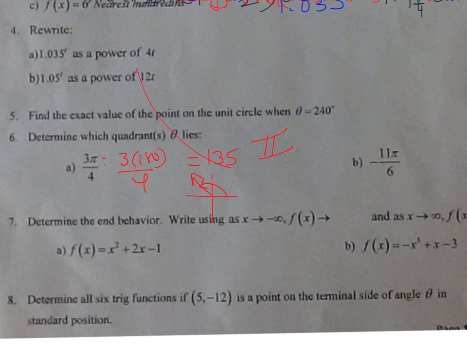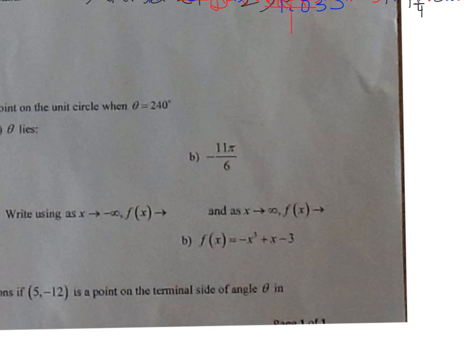And this one over here, B, same thing. Theta is negative 11 times 180 divided by 6. Plug that in your calculator, you get negative 330 degrees. Remember, an angle of negative opens down, so that would actually be in quadrant 1, like this. Okay, so that would be quadrant 1.